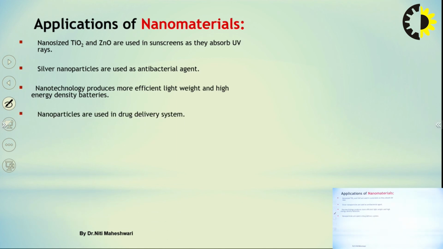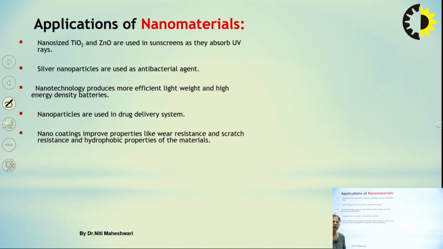Nanomaterials are also being used in drug delivery systems. As I've already said, fullerene is one example. Nano coatings improve properties like wear resistance, scratch resistance and hydrophobic properties of materials. By applying the nano coating, the material becomes wear and tear resistant, and it is also water repellent and does not allow water to stand over it.